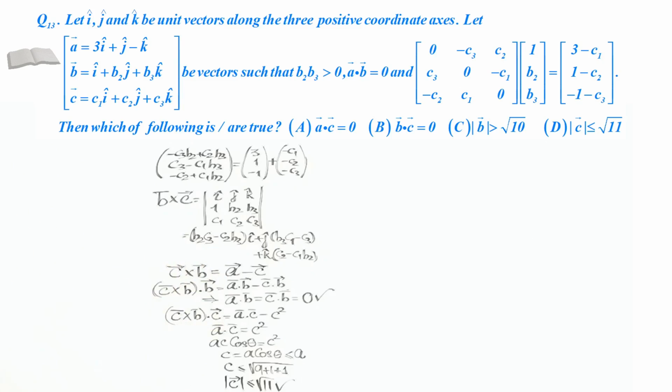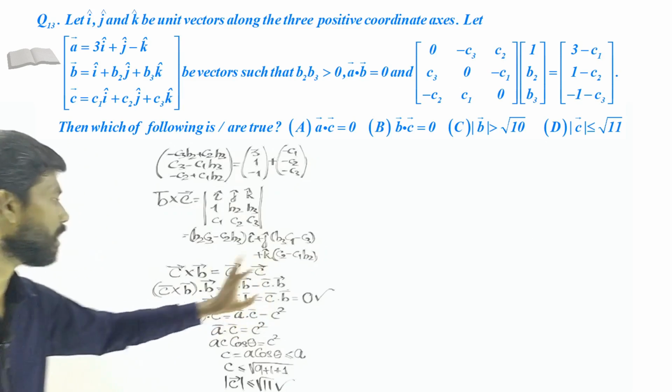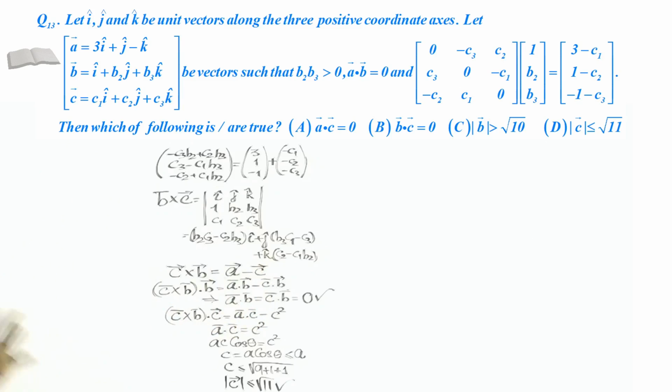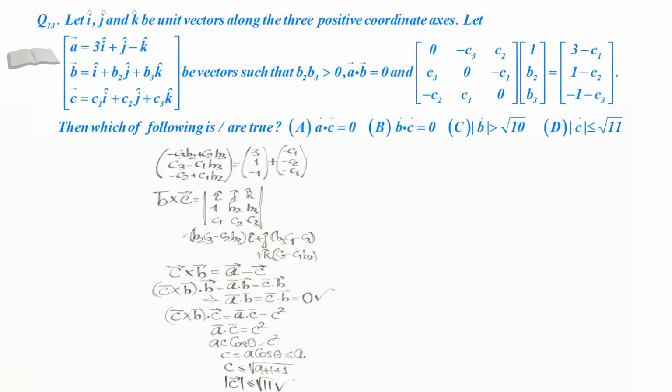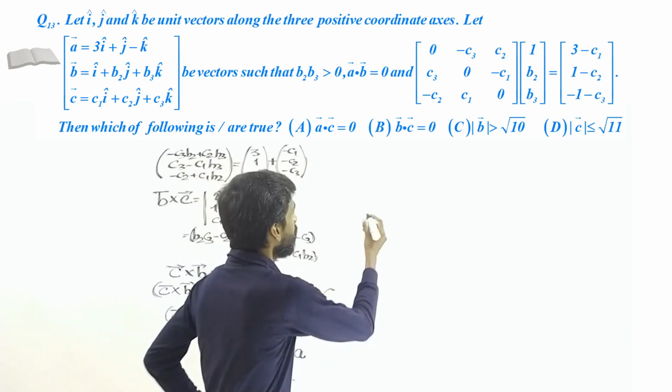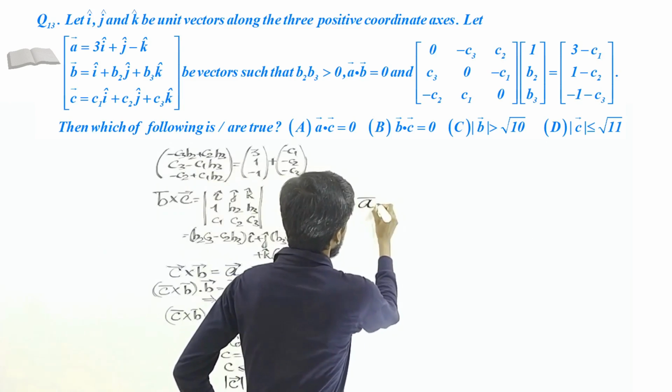So the next option here is B dot C is 0. That we have already concluded, right? So B dot C is 0. Now we have to check the magnitude of the vector B. To find the magnitude of the vector B, we use the condition that is given in the question: A dot B is 0. That is given. So let us check what happens when A dot B is 0.